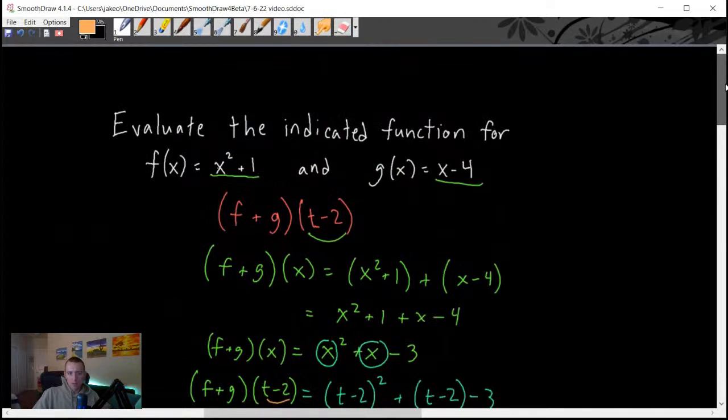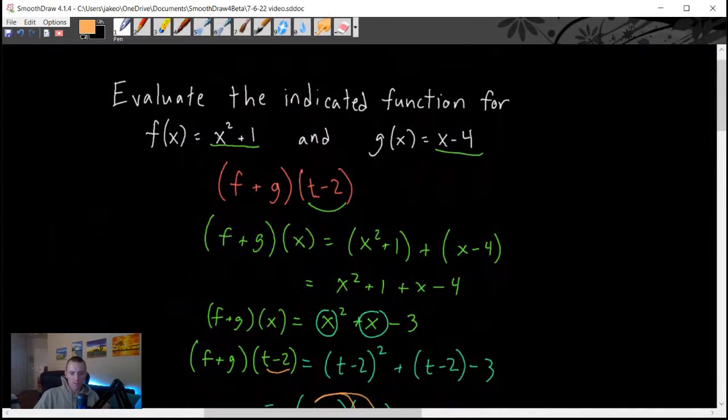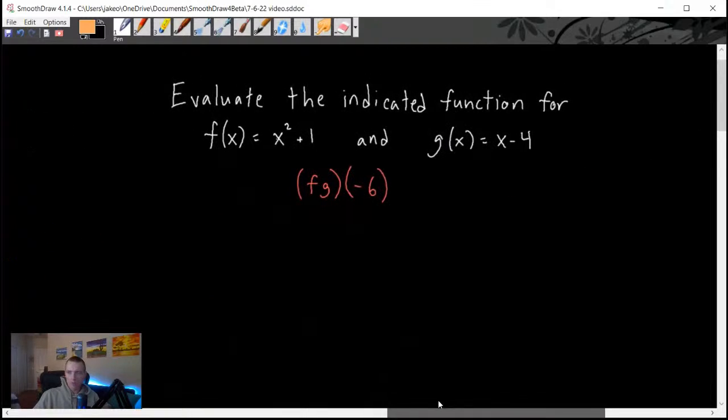All right, let's keep on rolling. I'm not seeing any questions in the live chat, so we'll go ahead and go on to the third example here.